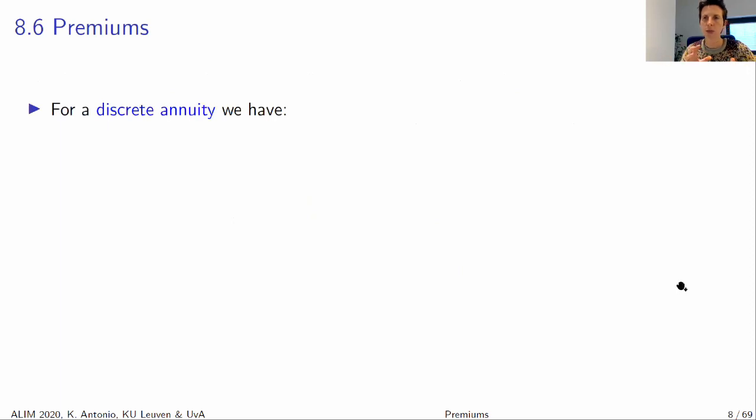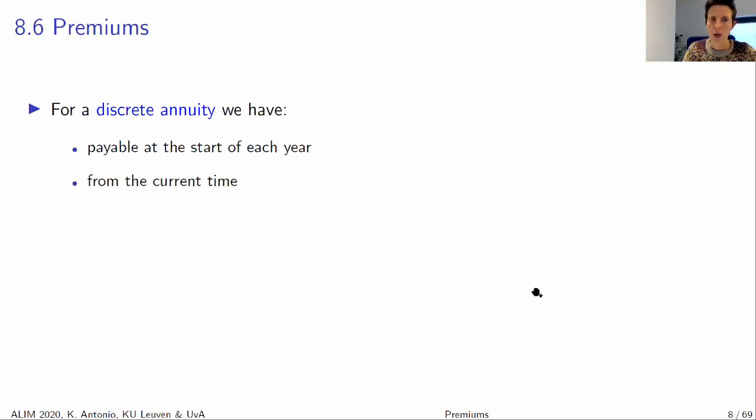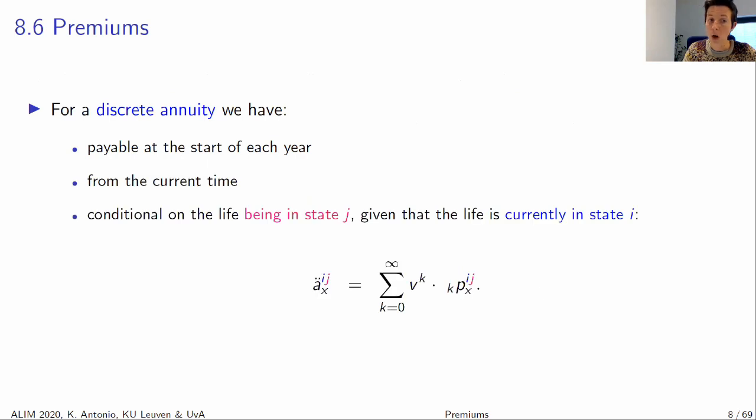Of course, instead of doing that in continuous time, you can also do that in discrete time. That's a bit easier. So let's say that our cash flow is payable at the start of the year, or at the start of the time period that we consider from the current time on. So we start at time zero with a policyholder in state i. And we're going to say that whenever you are in state j, 1 euro will be paid at that point in time. So what is then the expected present value of such a product?